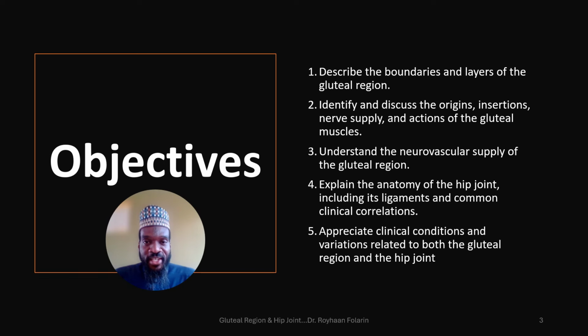By the end of today's lecture, you should be able to describe the boundaries and layers of the gluteal region. You should be able to identify and discuss the origins, the insertion, the nerve supply, and the actions of the different gluteal muscles. We also expect that you understand the neurovascular supply of the gluteal region, and explain the anatomy of the hip joint, including its ligaments and clinical correlations, and appreciate a number of clinical conditions and variations that are related to both the gluteal region and the hip joint.